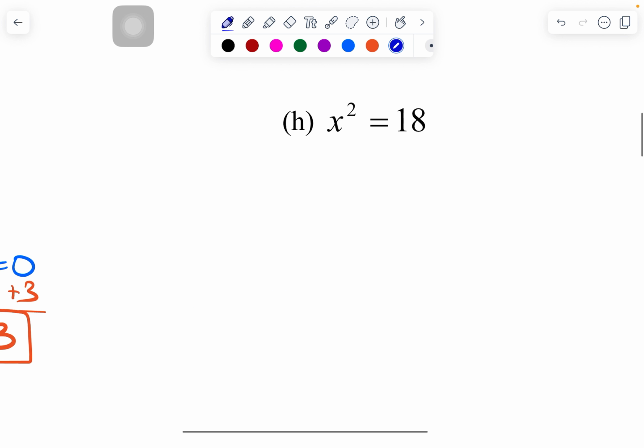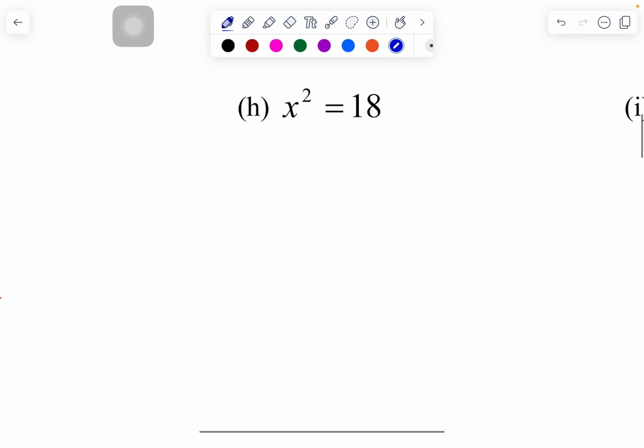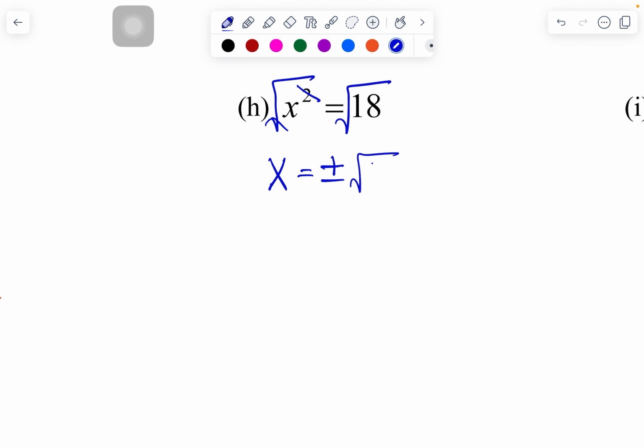I'm going to slide on over to part H here. And part H is actually going to be kind of a throwback to what we did in part A. So remember part A, we said, all right, we have x squared equal to something. So what we're going to do here to solve for x is take the square root of both sides. Square and square root undo each other. That's the whole concept of inverse operations. We need to make sure that we are including a plus or a minus because we are trying to solve this for x. And then we've got the square root of 18.